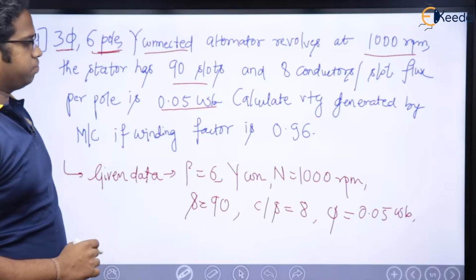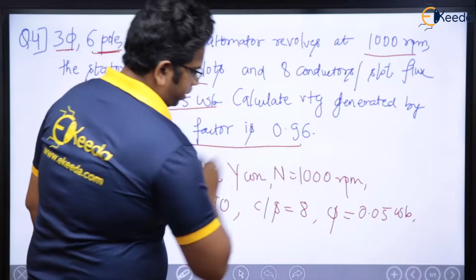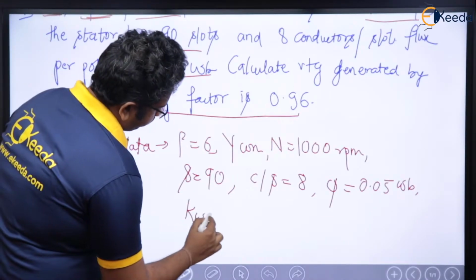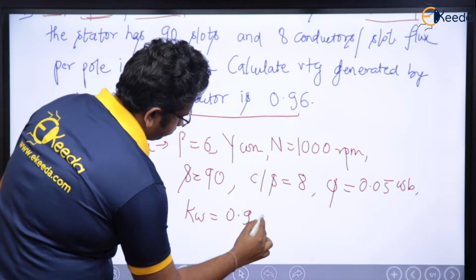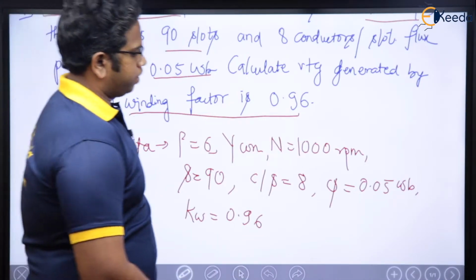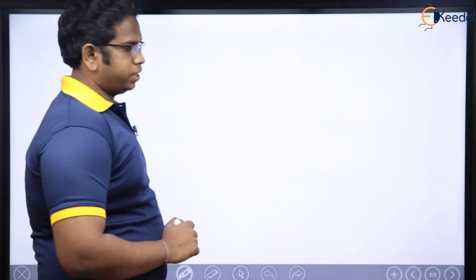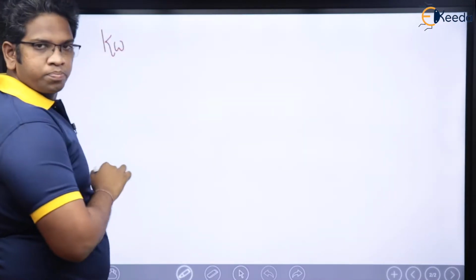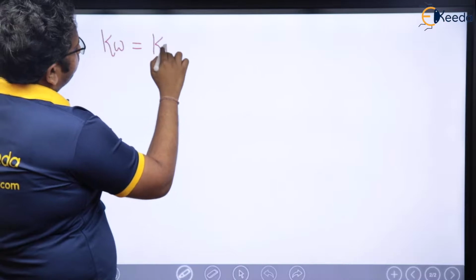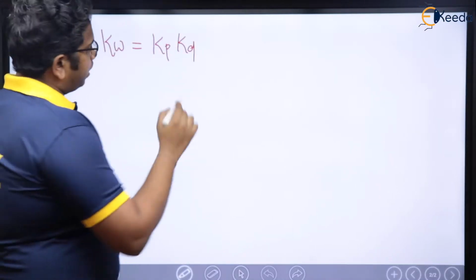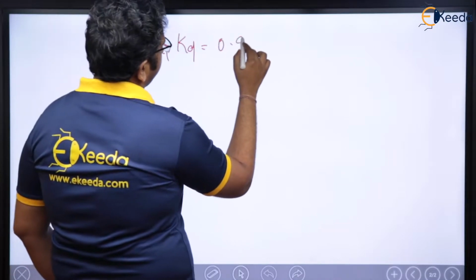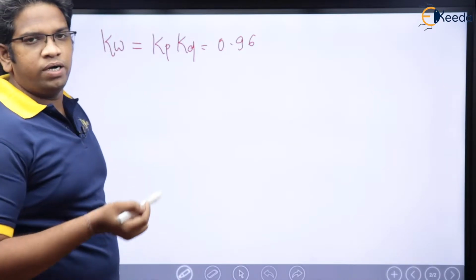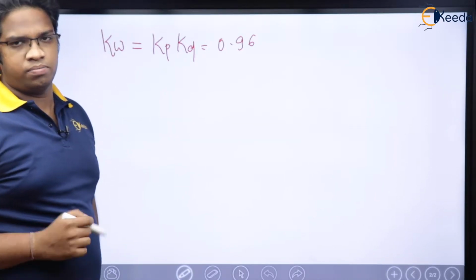Now let's see here. Calculate the voltage generated by the machine if the winding factor is 0.96. What is the winding factor? Winding factor Kw is equal to 0.96. When we talk about winding factor Kw, it is pitch factor into distribution factor, Kp into Kd, and that value is given as 0.96. We need to find the EMF generated per phase and then the line voltage also.